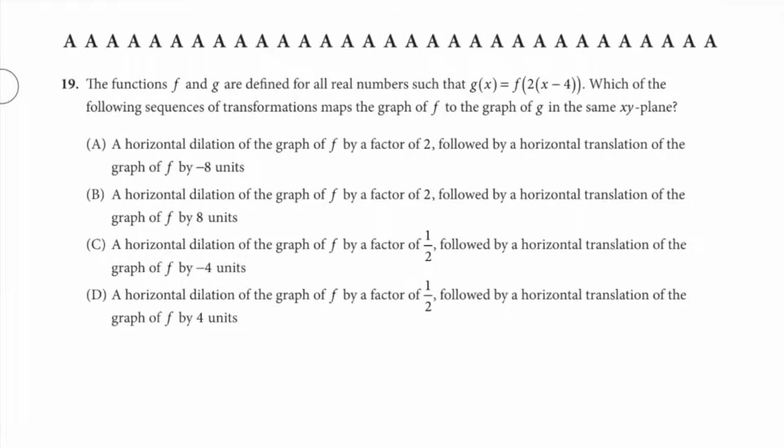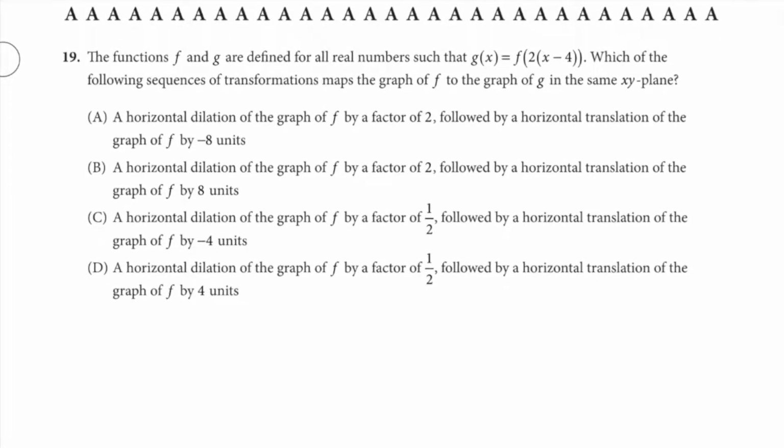Right. f and g are defined for all real numbers such that g of x is f of 2x minus 4. So the following sequences of transformations. All right, so we have to start from the inside and work our way out. Yeah, because they don't commute.